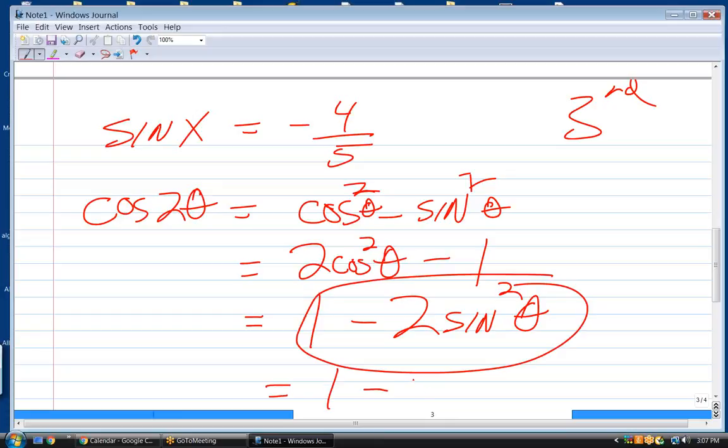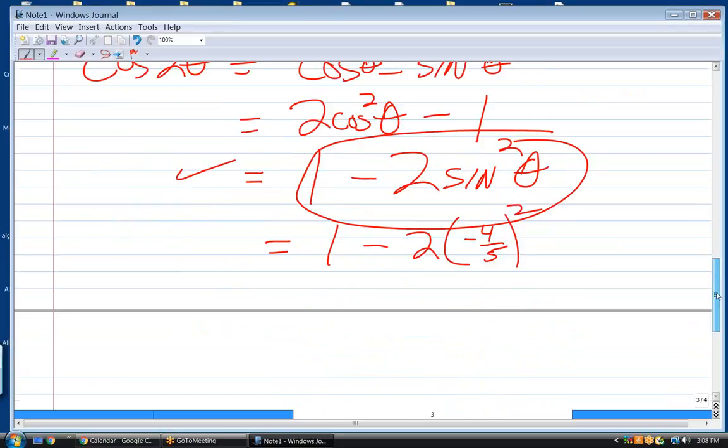Okay, so 1 minus 2 times negative 4 over 5. So hold on. Now it's 1 minus 2 times negative 4 over 5 quantity squared. Look at that identity. It's 1 minus 2 sine squared of theta. Well, they've told us the sine of theta is equal to minus 4/5. So we're just going to take that minus 4/5 and square it. Okay. See? Yes. So then that would be 16 over 25.